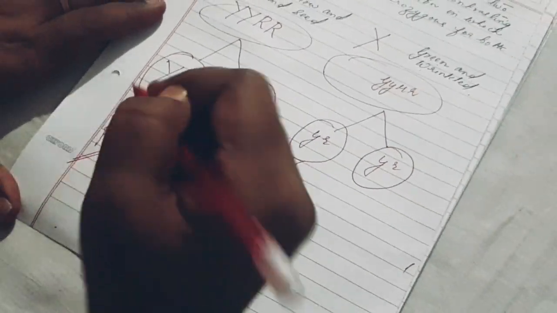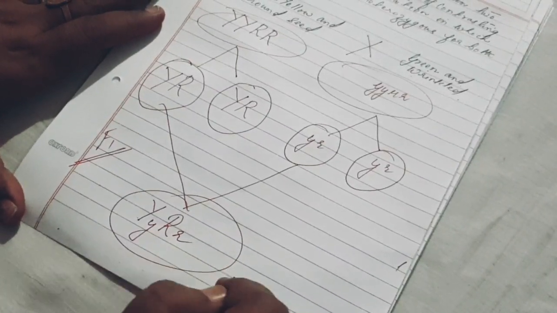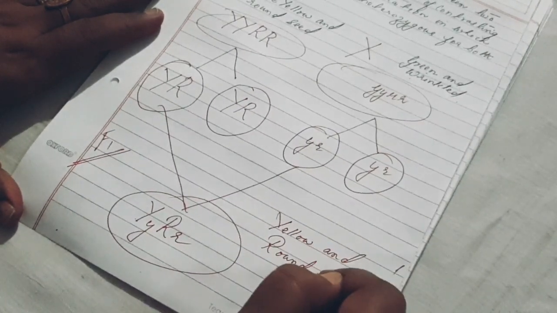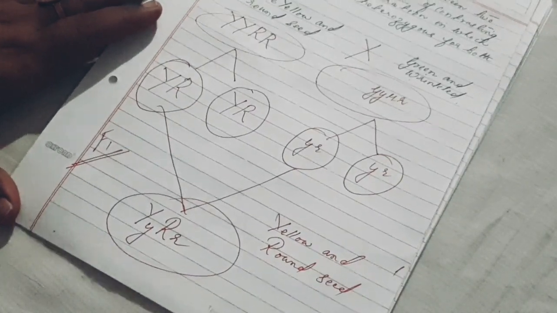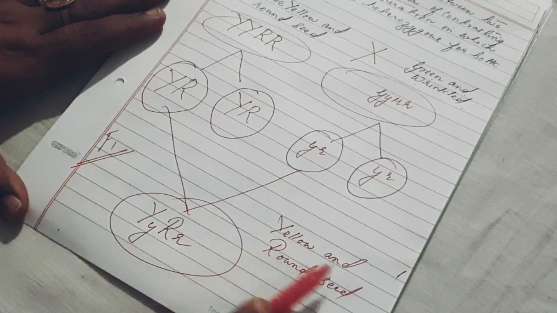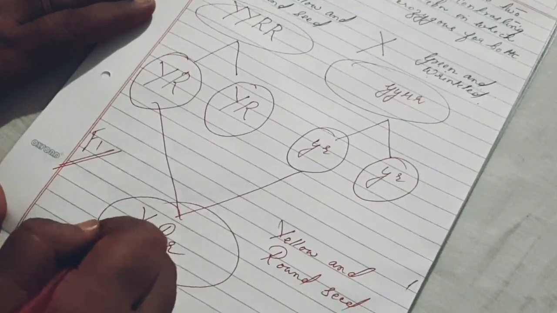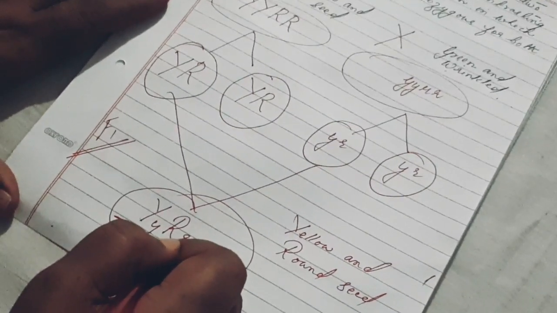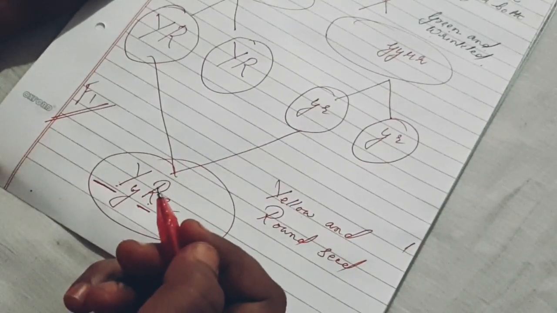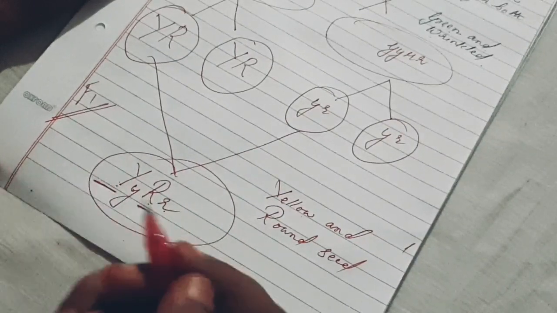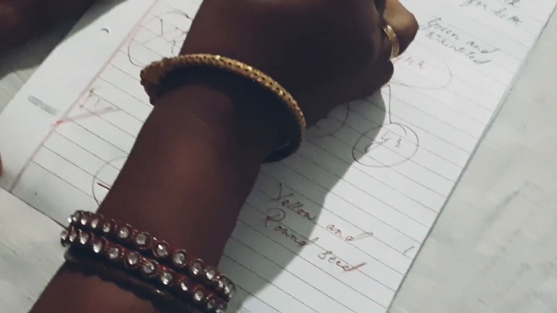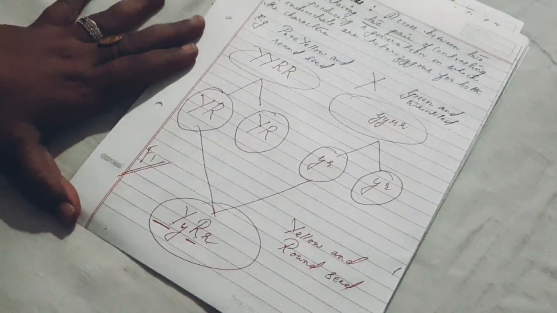So in the F1 generation, the offspring produced have yellow and round seed. The plants have yellow colored, round shaped seed. Here yellow is dominating, round is dominating. Though recessive factors are there, the dominating factors appear morphologically or externally. So the phenotype of the offspring produced in the F1 generation during dihybrid cross is yellow and round shaped seed.